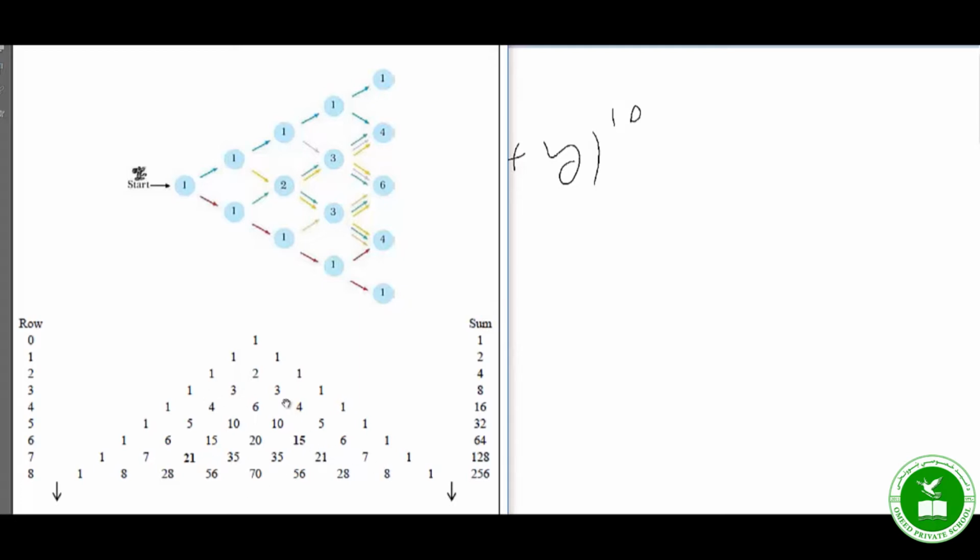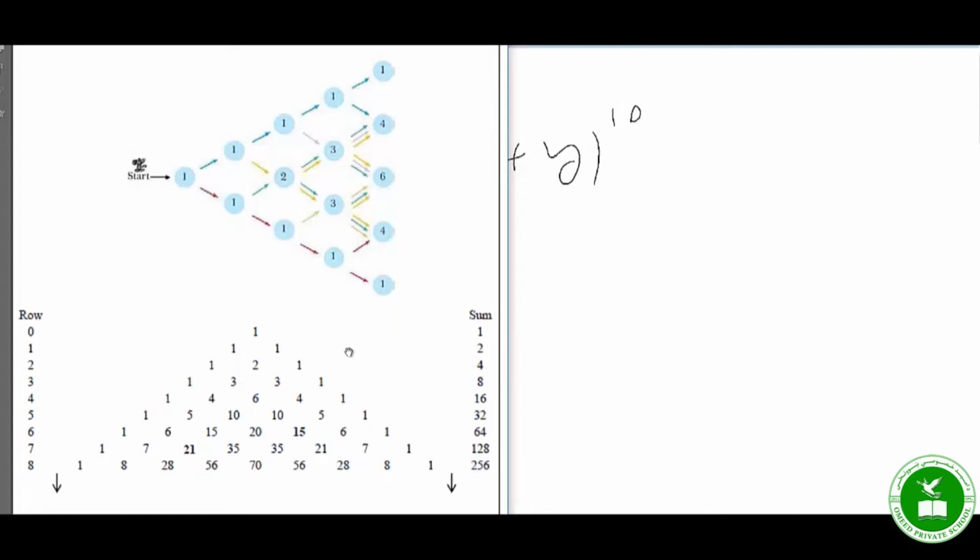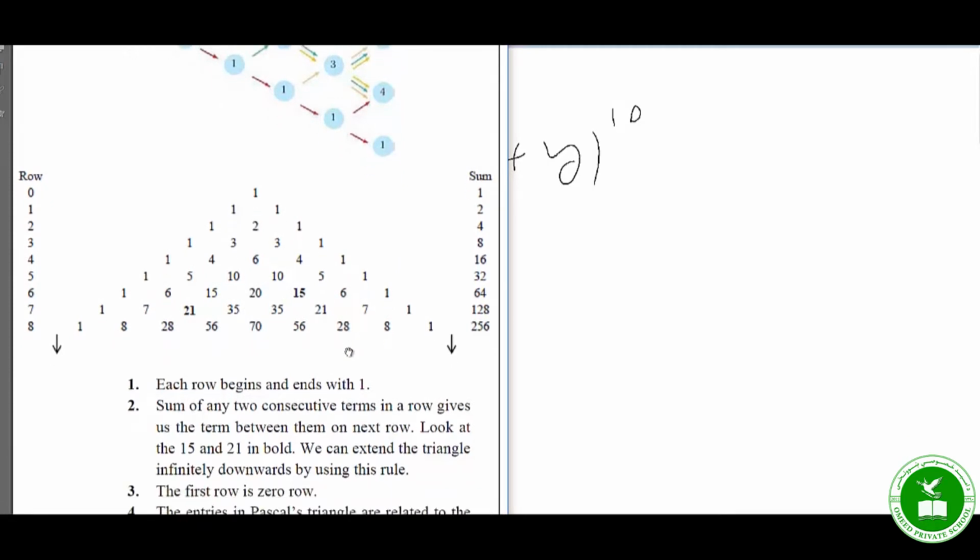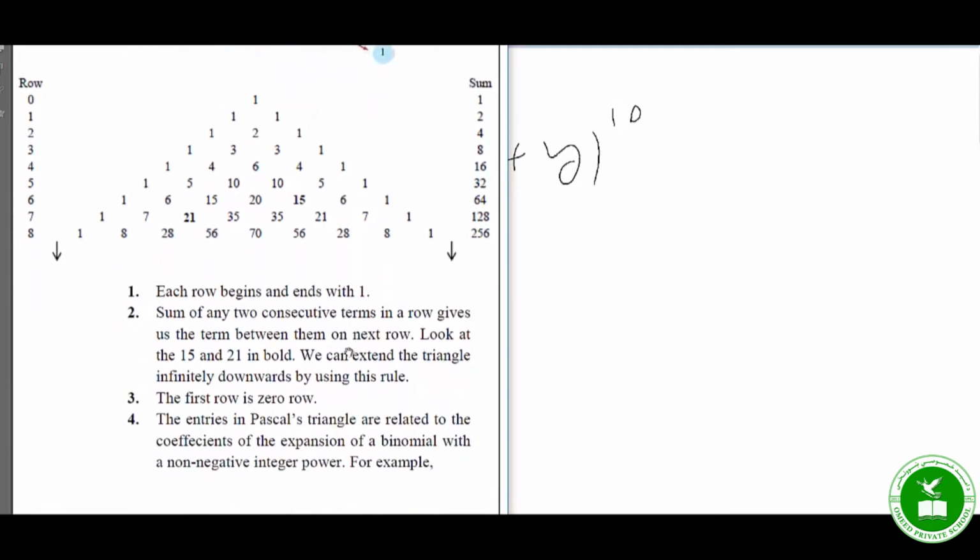But how about these numbers which are written inside this triangle? First of all, we should say what this triangle is called. Pascal's triangle. A mathematician by the name of Pascal first found this triangle, so we call it Pascal's triangle. But what are the properties of this triangle?